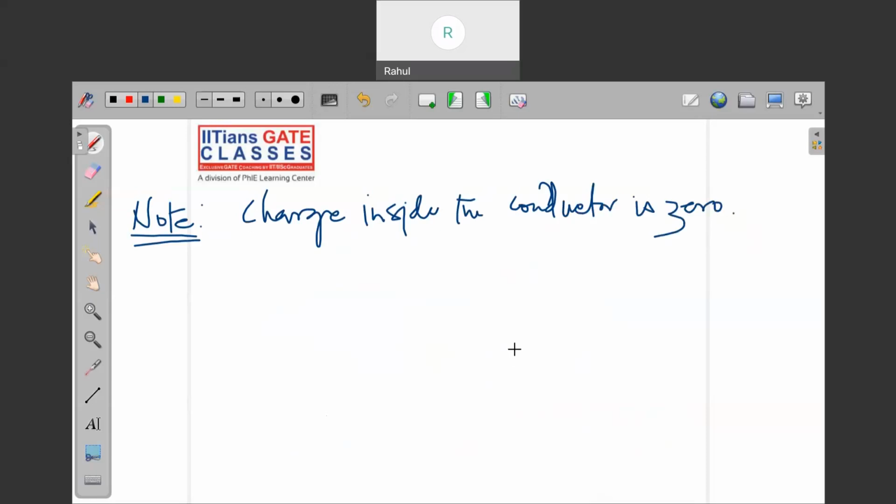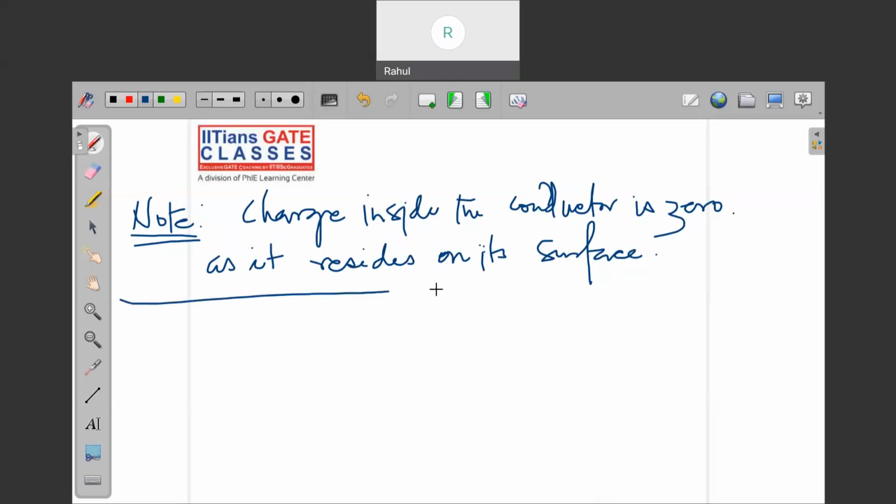Okay, then where will the charge be? If the charge inside the conductor is zero, then the charge will always reside on the surface, right? So it resides on its surface, on its surface. Okay, this is what I wanted to discuss.